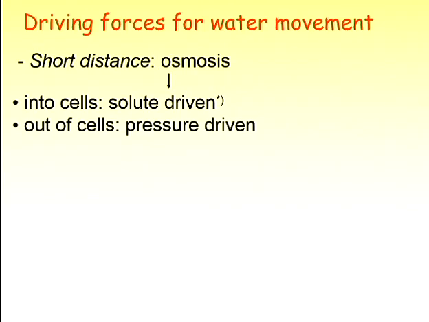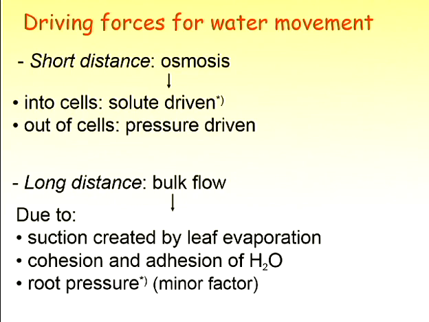Time flies. 2 minutes. So just to reiterate, driving forces for water movement in plants: short distance osmosis, into cells solute-driven, out of cells pressure-driven, long distance bulk flow, there are no membranes. Bulk flow can be due to suction. It's mainly due to suction created by leaf evaporation. And the movement up the plant is assisted by cohesion and adhesion of the water molecules to each other and to cell walls by means of hydrogen bonds. Root pressure is another minor factor, and we'll get back to root pressure later. Especially at night, root pressure is a factor.